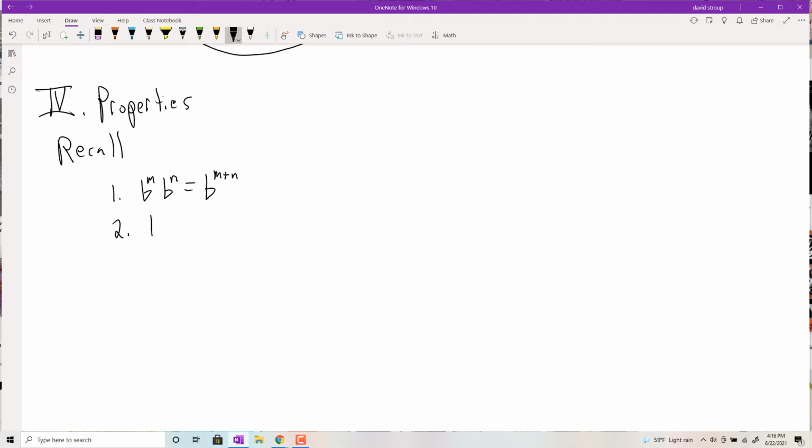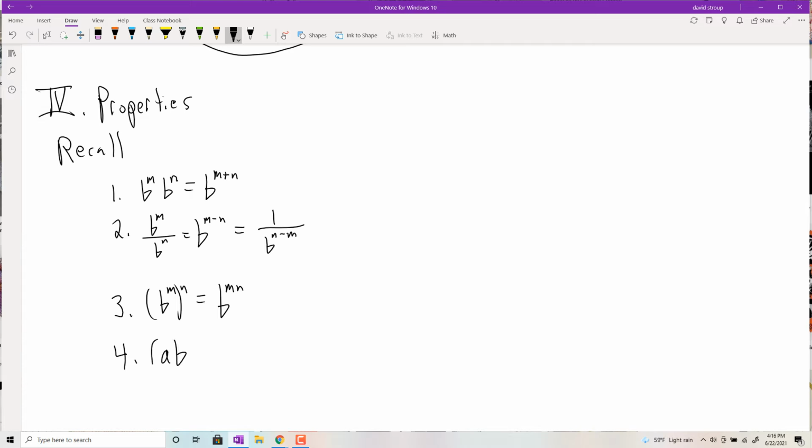Secondly, then you had the quotient rule. If you have b to the m over b to the n, it's the same as b to the m minus n, or you could rewrite it as 1 all over b to the n minus m. Thirdly, b to the m raised to the n. You just multiply the exponents here, m times n.